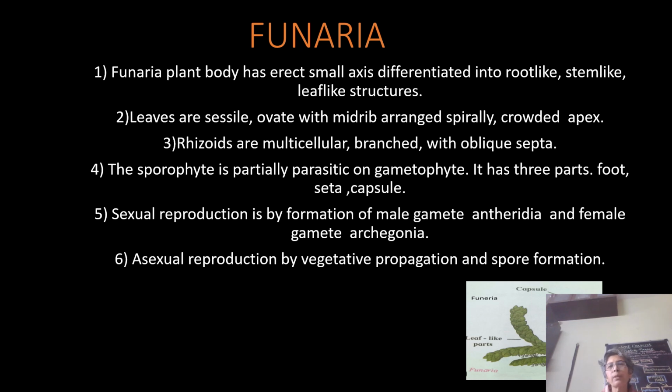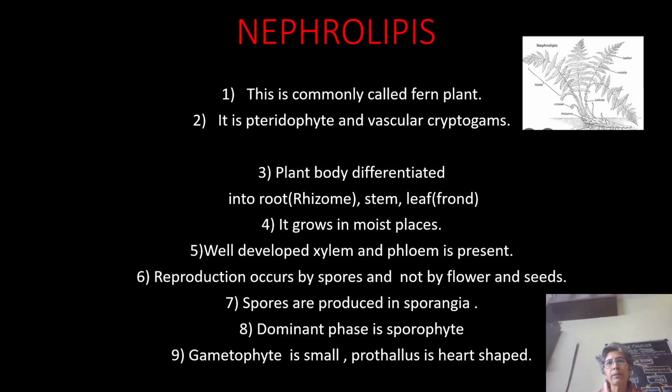Sexual reproduction is by formation of male gametes in antheridia and female gametes in archegonia. Asexual reproduction is by vegetative propagation and spore formation. These are the features of Funaria. Next specimen is Nephrolepis. This is commonly called fern plant. याला आपण फर्न प्लांट म्हणायचं किंवा नेफ्रोलिपिस म्हणतात. It is a pteridophyte and vascular cryptogam.